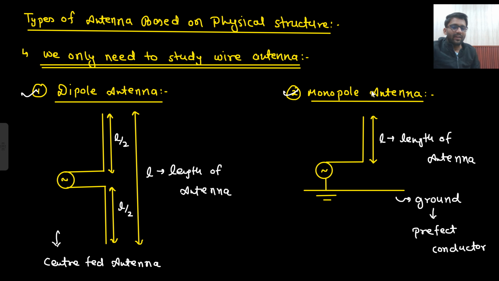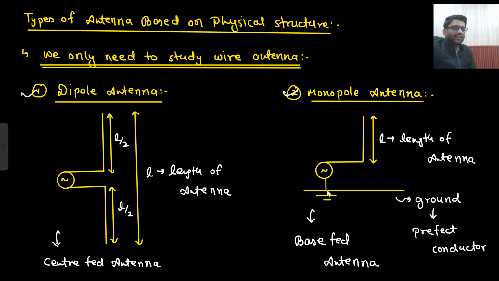When we study monopole antenna, we say that here there is ground. So with respect to ground, we have placed our monopole antenna. Now this is known as a base fed antenna. This is the other name.